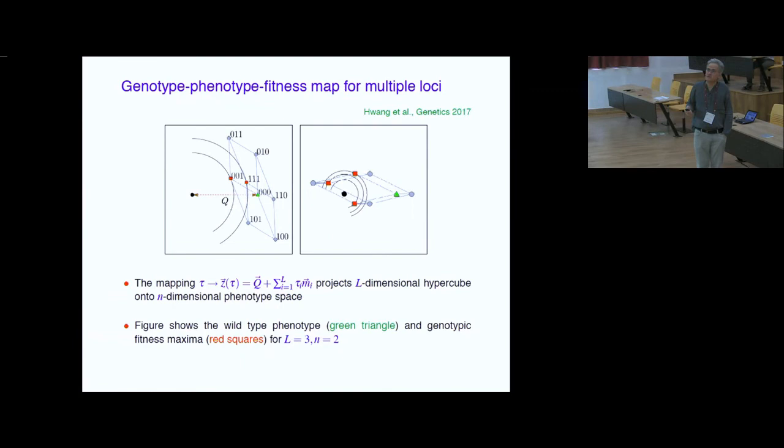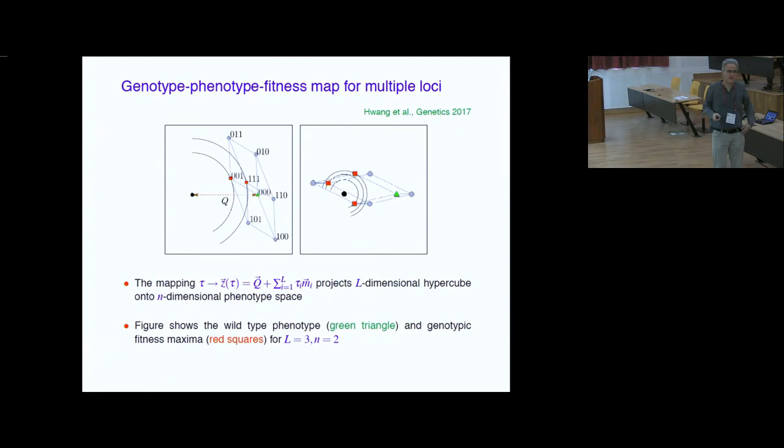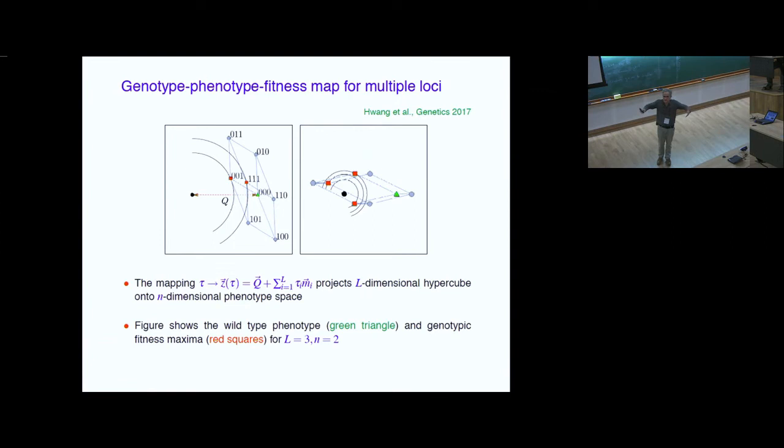So what you actually see here is a kind of projection of the hypercube into the plane. An algebraic geometer told me that this is something algebraic geometers do all the time. This has some name, which I've forgotten. But this is what you do. And here are the lines of constant fitness. This is the optimum. This is where my wild type is sitting. And so you see that this way you generate multiple maxima, for example. This genotype here has an optimal phenotype because all of its neighbors have lower fitness.